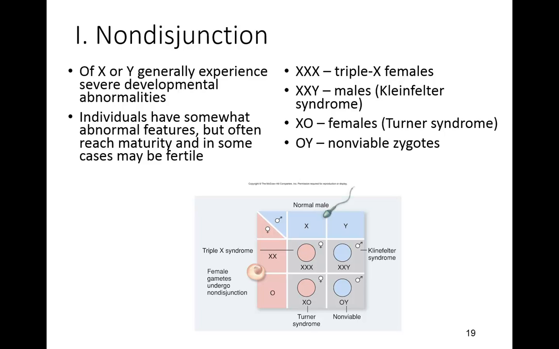And OY, if you don't have an X chromosome, there are too many genes on the X chromosome necessary for life. So if you are OY, then you will not survive to become a full-term fetus. If you have 2 Ys and 1 X, that's called Jacob syndrome, and there are a lot of complications with that as well.